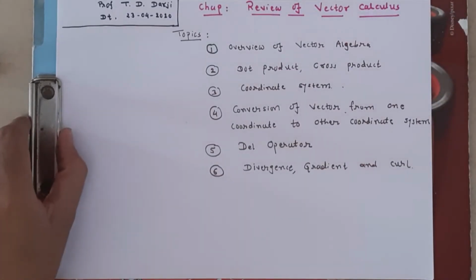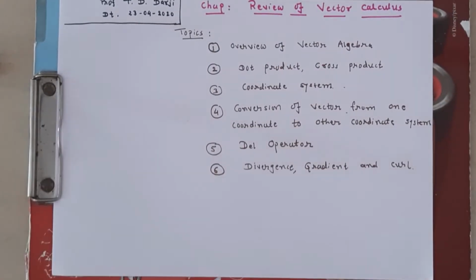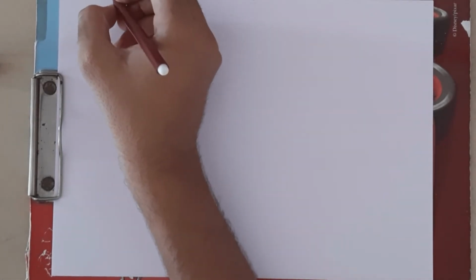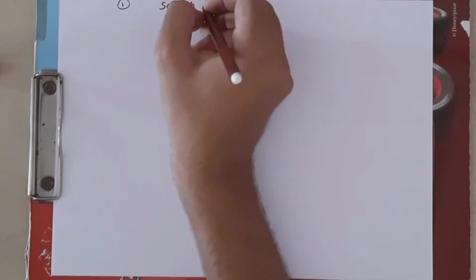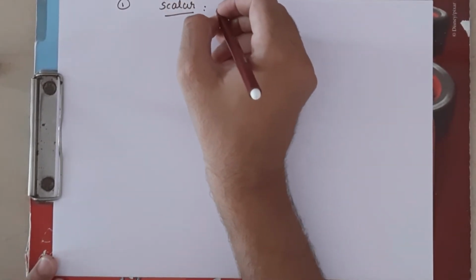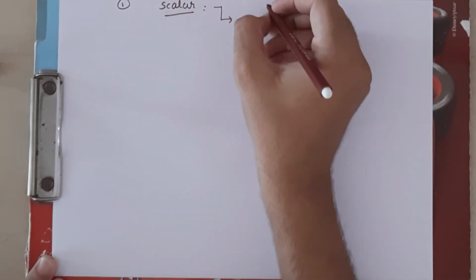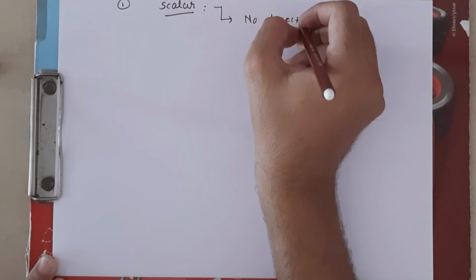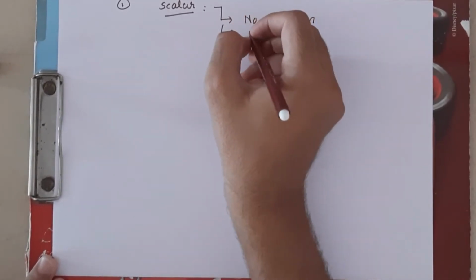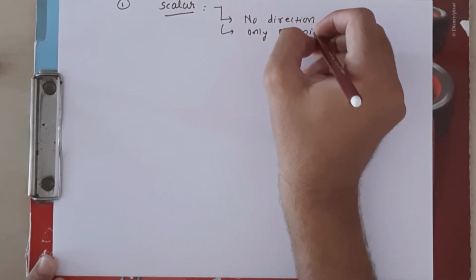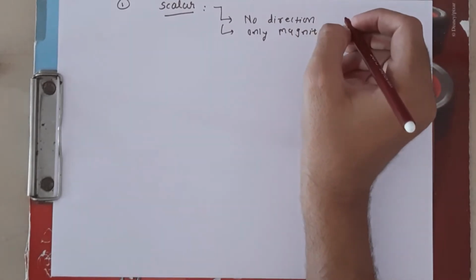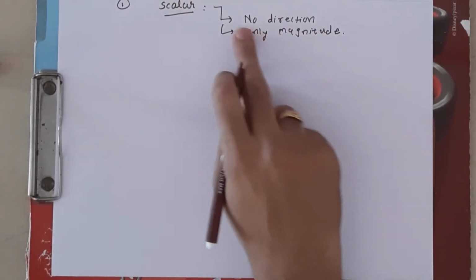I think we know about it. What do you mean by scalar and what do you mean by vector quantity? This is just a very simple difference between scalar and vector quantity. First is scalar quantity. Scalar means the quantity which has no direction. It has only magnitude. So this is known as a scalar quantity. Scalar quantity has only magnitude or value, but it has no direction.